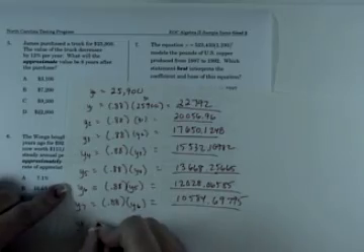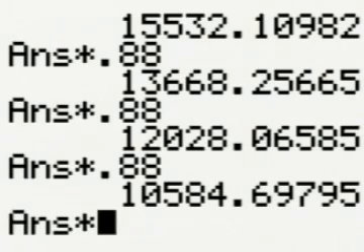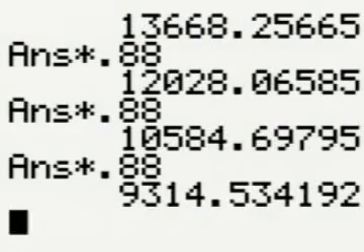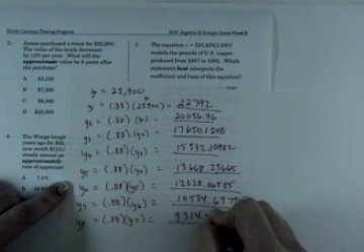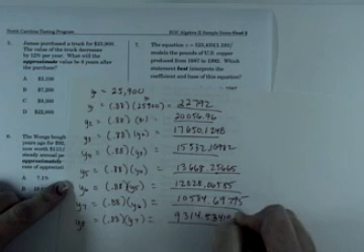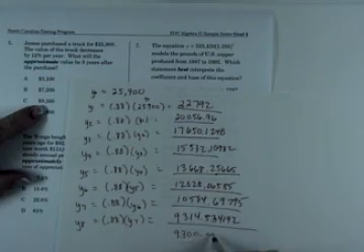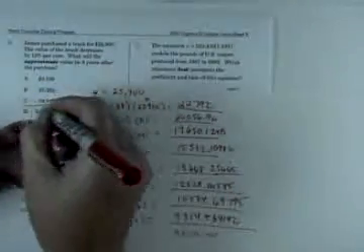And finally, year 8 is equal to 88% of whatever was left over at year 7. So back on our calculator, the answer times 0.88 is equal to $9,314.534192. Looking at our answers, they're rounding to the nearest 100. So this would be 9,300. And sure enough, that's answer C.